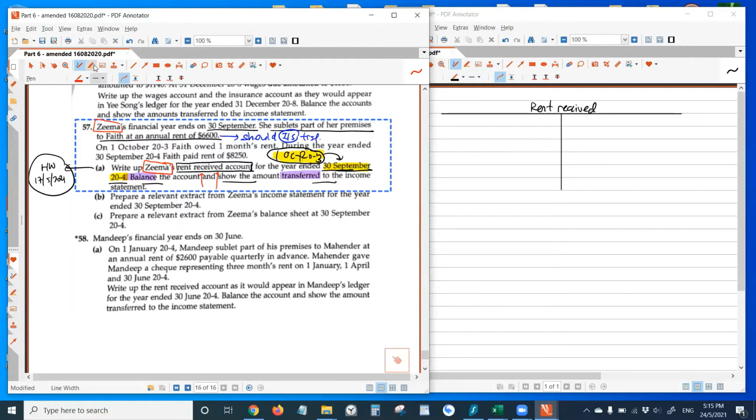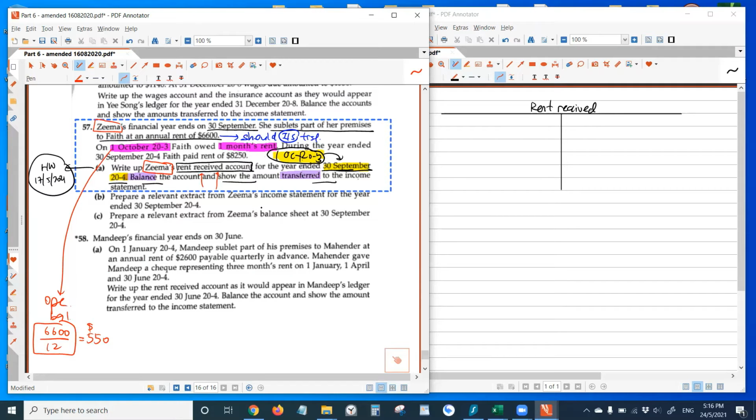Okay, on first 20-3, what day is that? Beginning of the year. That means this one month's rent, the one in purple, is the opening balance. One month's rent, that means we have to calculate it ourselves. 6600 over 12. This is the opening balance. You should get an amount of 550.